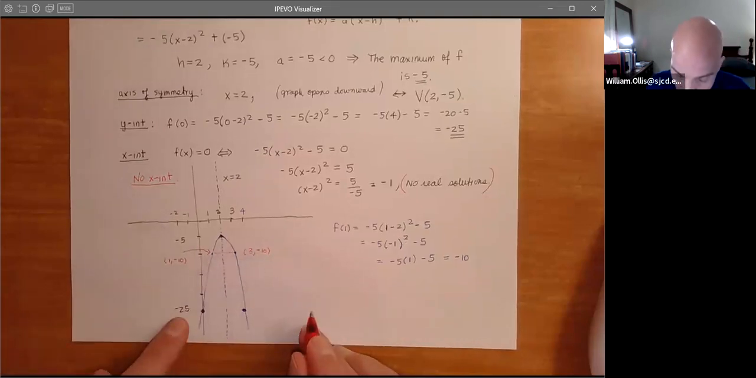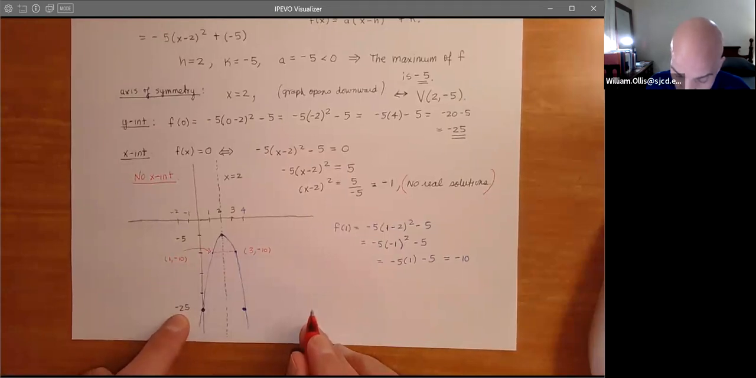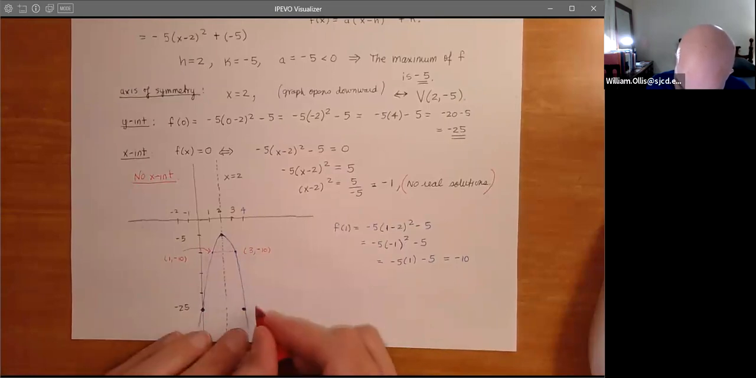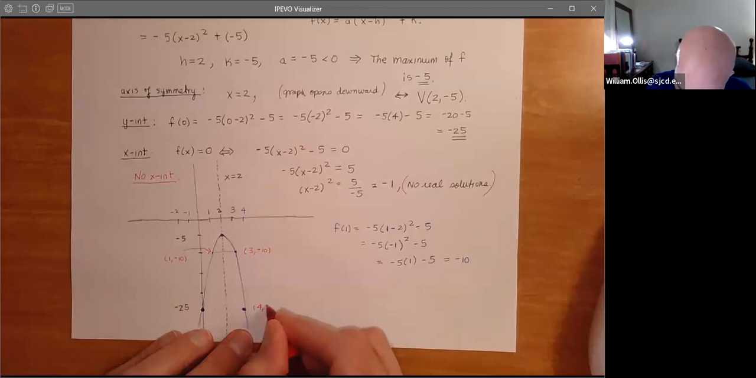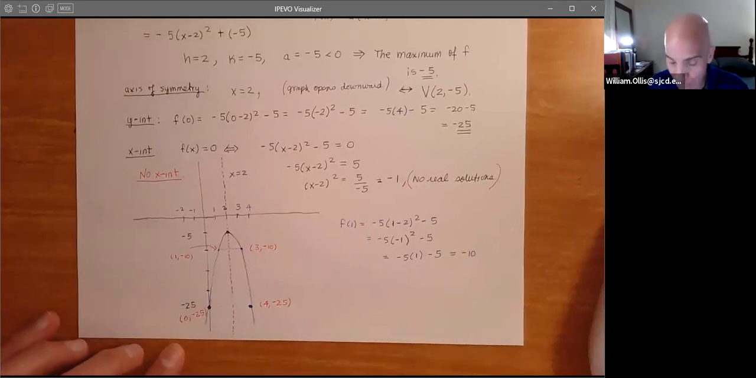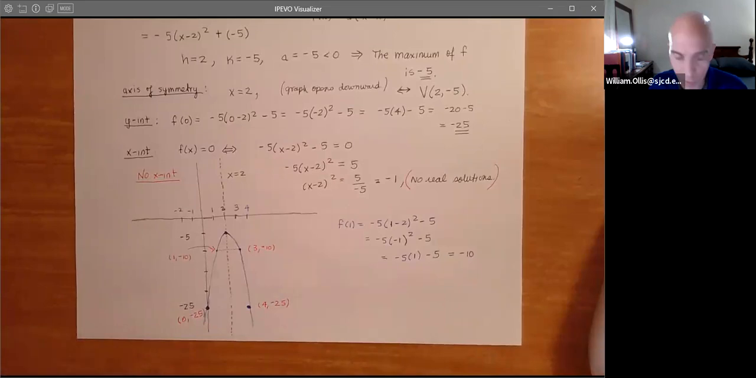This point is, in this case, 0, negative 25, and we can go the same distance on the other side, 2 on the other side, and get 4, negative 25, using the axis of symmetry. And let me just write this point as an ordered pair, 0, negative 25. So again, this is not the focal diameter that we get with the parabola, which makes this a little bit easier.